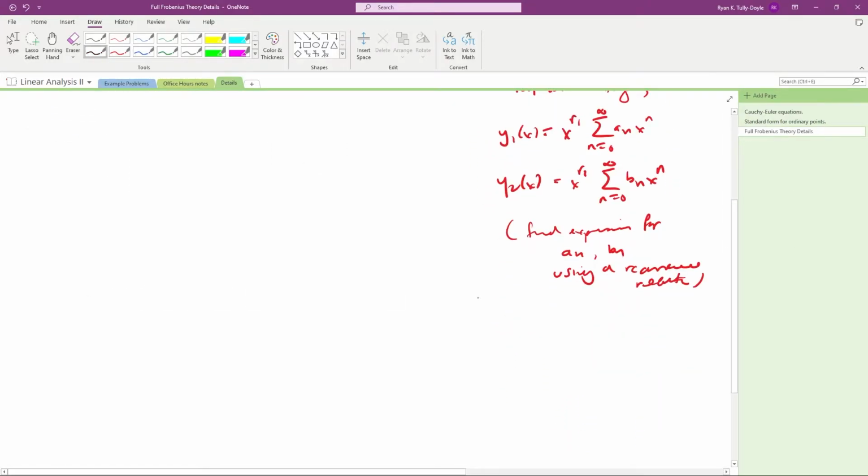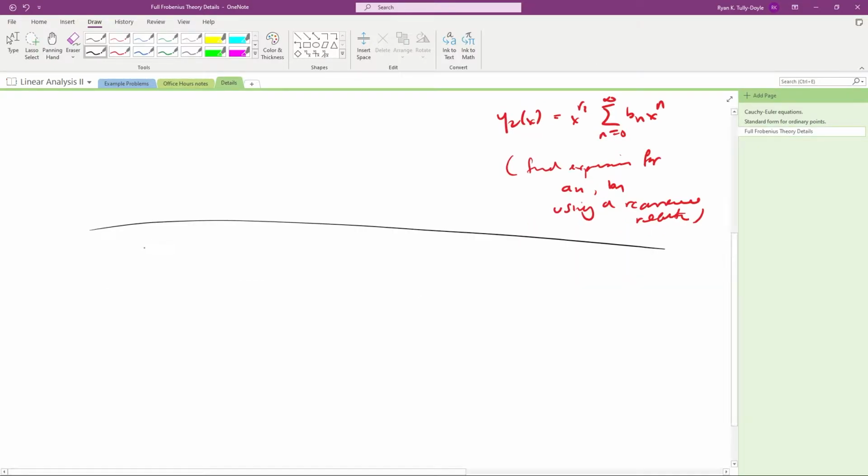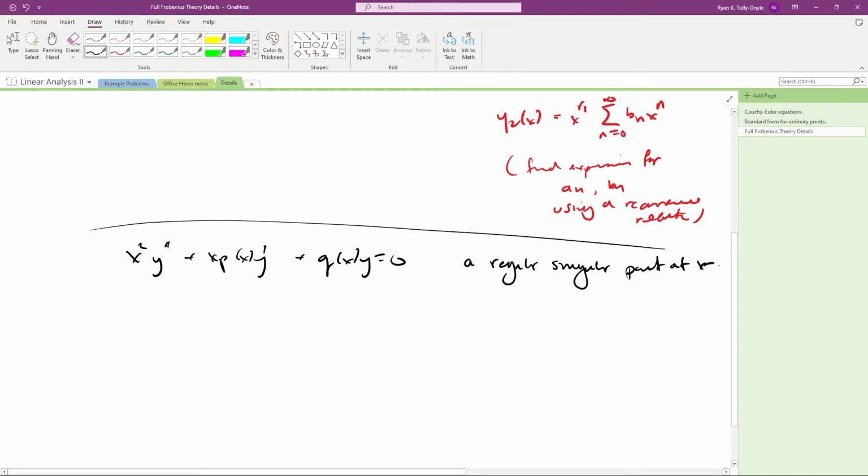So let's start by looking at where the Frobenius theorem comes from originally. Let's assume that we have the equation that we started with, x squared y'' plus x p(x) y' plus q(x) y is equal to 0. And let's assume that we have a regular singular point at x equals 0. Of course what that means is that p and q are analytic at 0 on some neighborhood that looks like (-r, r), with a positive radius of convergence.